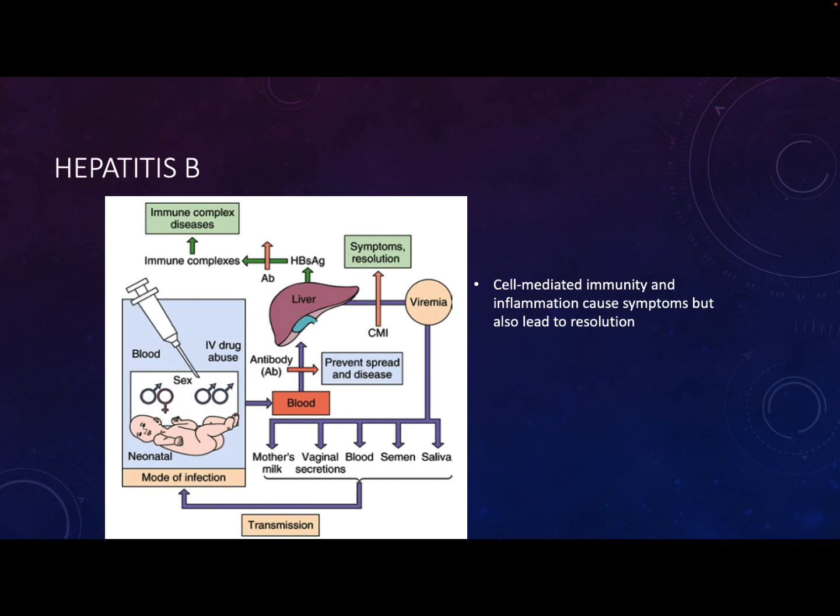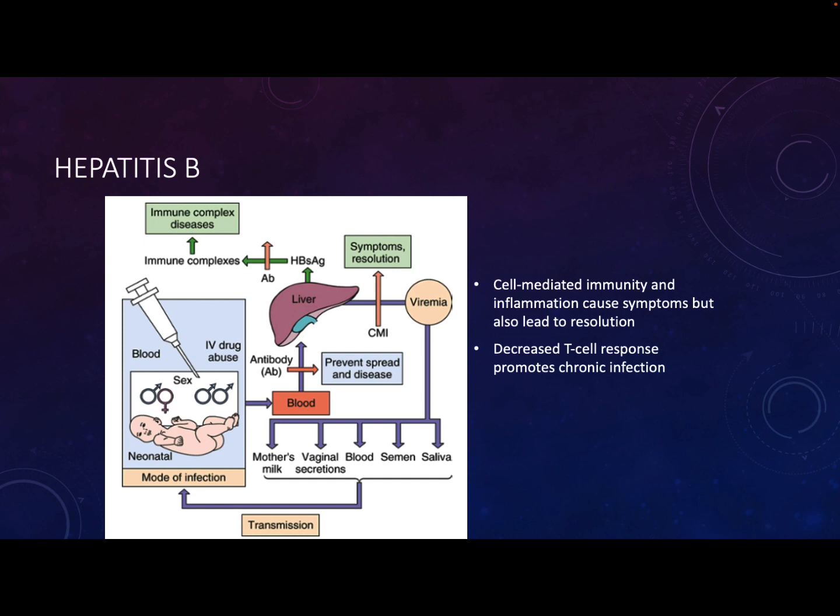And again, this is where you can have all sorts of transmission: mother's milk, vaginal secretions, blood, semen, saliva. Often in healthcare settings, you might have it through a needle stick injury if you have a patient that has the infection. IV drug users, people who engage in unprotected sex with multiple partners tend to have higher incidence of hepatitis B as well.